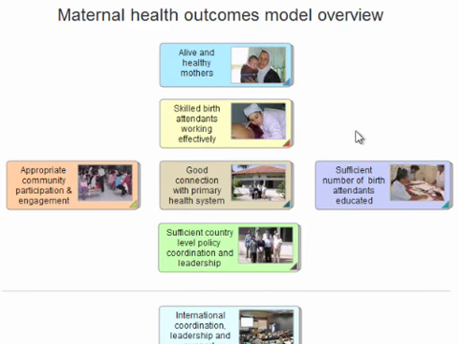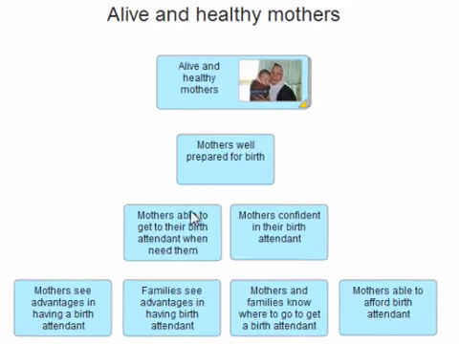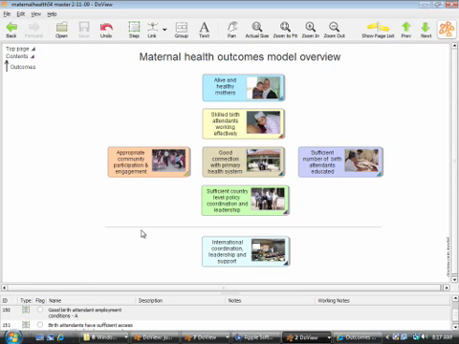In the case of each of these parts of the model, we can build models as large as we like, and you can see that we can drill down, which is what I'm doing here, to another model, again working from bottom to top. It's about alive and healthy mothers. How are we going to get that? By mothers being well prepared for birth, mothers able to get their birth attendants when they need them, mothers confident in their birth attendants, mothers see advantages of having a birth attendant, families see advantages, mothers know where to get a birth attendant, and mothers able to afford one. And so we could drill down under all of those boxes, and I could show you more detail.